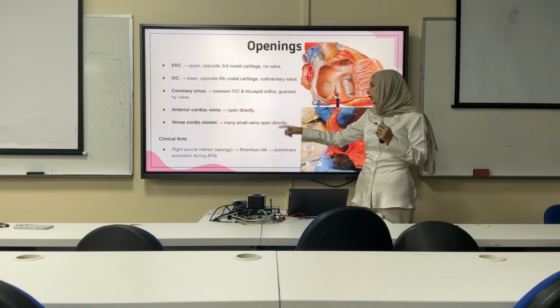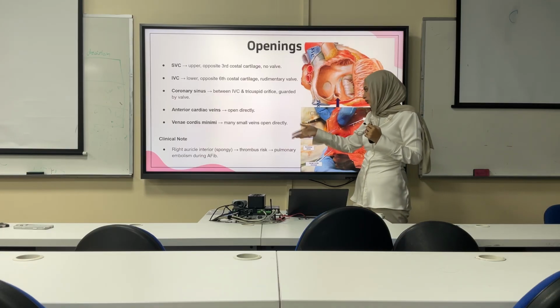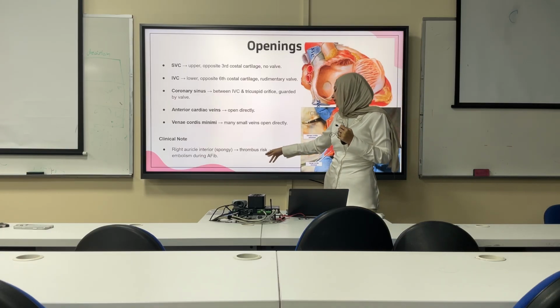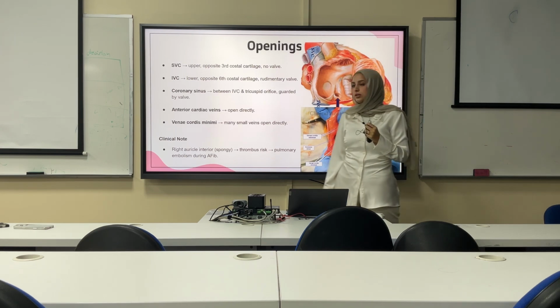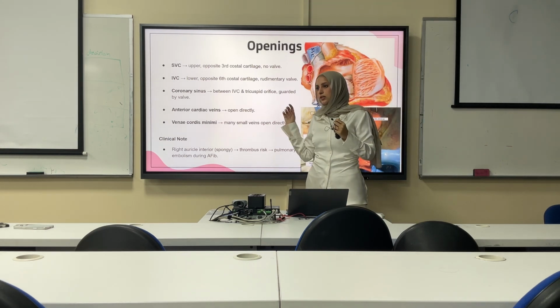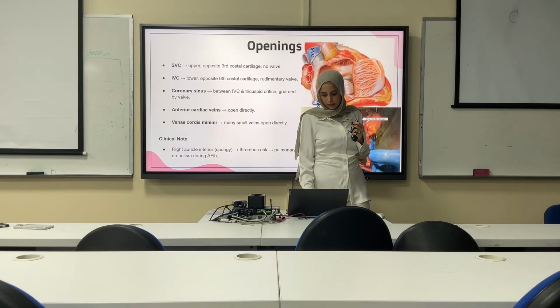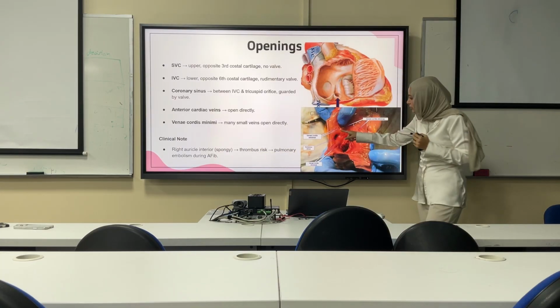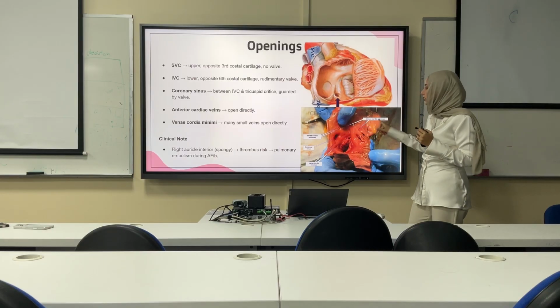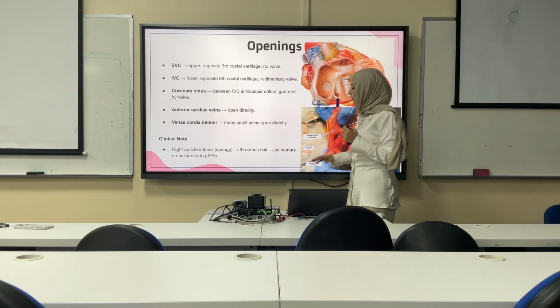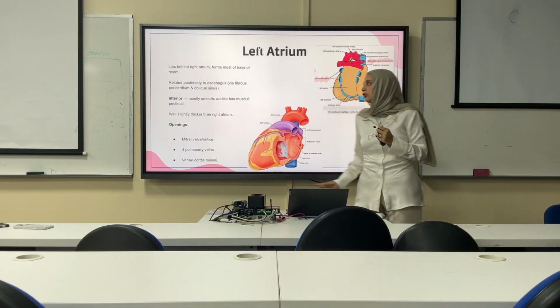Clinical note, the right auricle interior is spongy, and there is a very high thrombus risk, with pulmonary embolism during atrial fibrillation. So if you see atrial fibrillation with a thrombus, where is it? At the auricle, at the right atrium, okay? I just wanted to show you here, you see these tiny openings? These are the venae cordis minimae openings, because they're not really always shown in pictures.